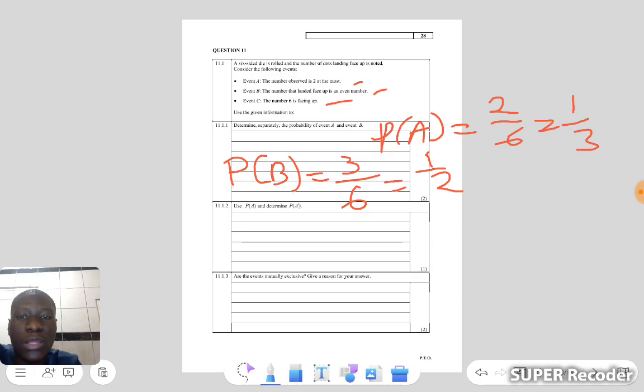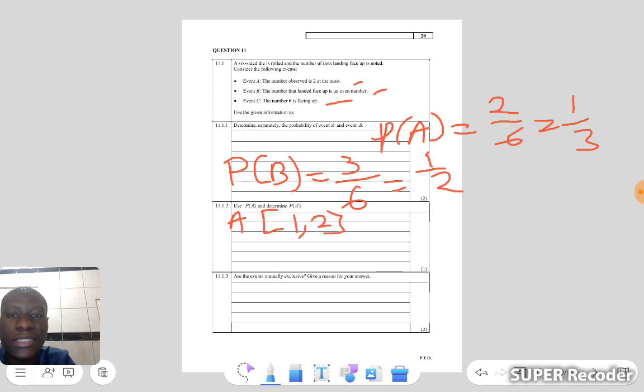So let's come to 11.1.2. It says use the probability of A and determine the probability of A prime. What does this mean? Probability of A prime means that we should find the probability of all outcomes that are not in A. So first, the outcomes that are in A are 1 and 2.